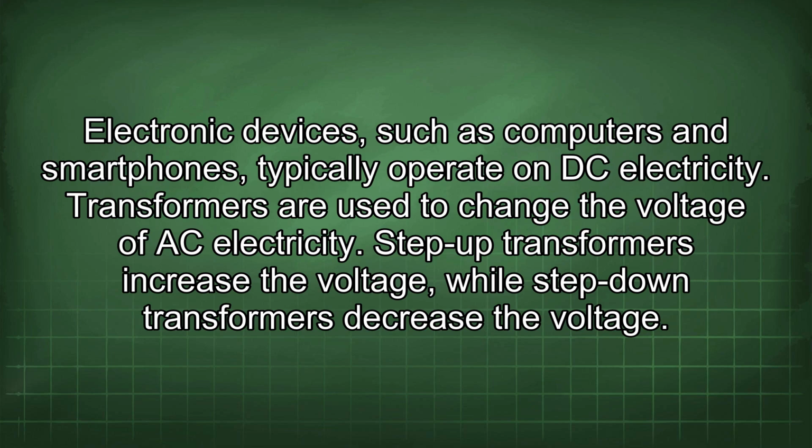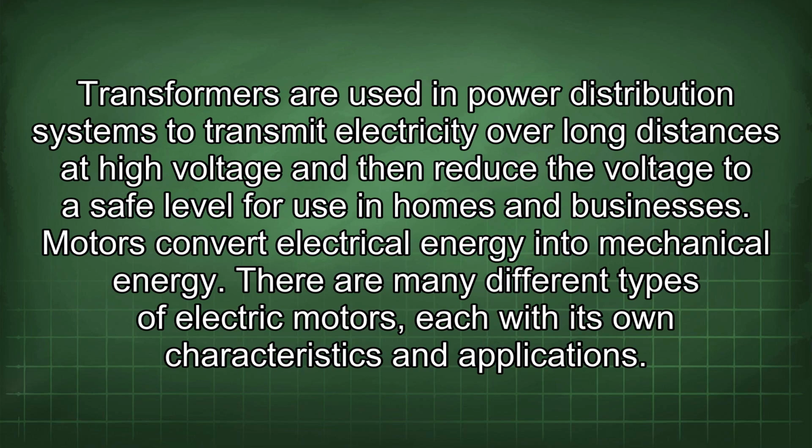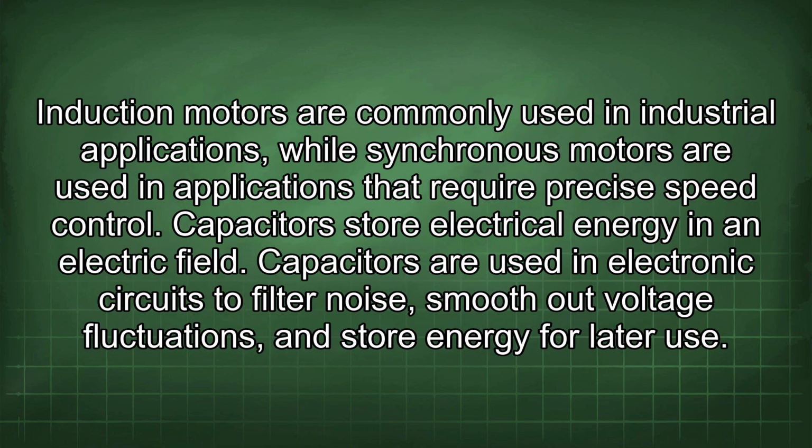Transformers are used to change the voltage of AC electricity. Step-up transformers increase the voltage, while step-down transformers decrease the voltage. Transformers are used in power distribution systems to transmit electricity over long distances at high voltage and then reduce the voltage to a safe level for use in homes and businesses. Motors convert electrical energy into mechanical energy. There are many different types of electric motors, each with its own characteristics and applications. Induction motors are commonly used in industrial applications, while synchronous motors are used in applications that require precise speed control.